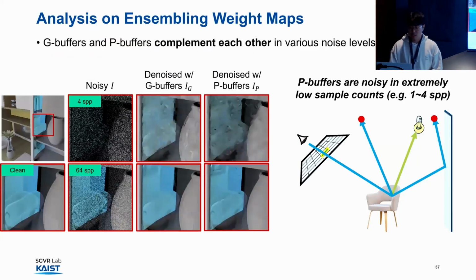For more discussion, interestingly, we found that our framework effectively utilizes both buffers in a complementary manner. For extremely low sample counts, the P buffers, the path features, tend to be very noisy because the light paths cannot reach the light source. So in this case, reconstructing using P buffers often shows worse reconstruction compared to using G buffers, even though the scene contains various reflections. However, with an abundant number of samples, such as 64 samples per pixel, using P buffers shows better reconstruction.